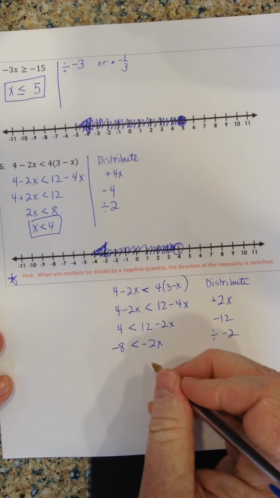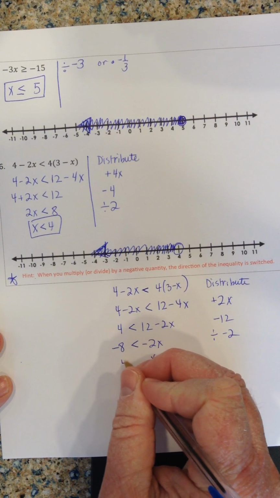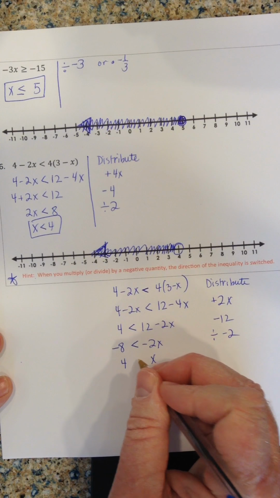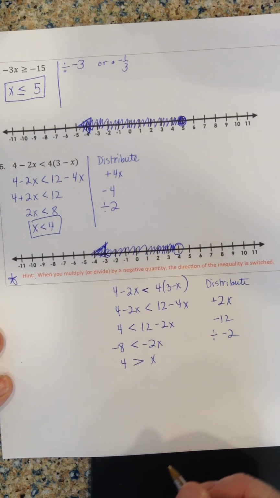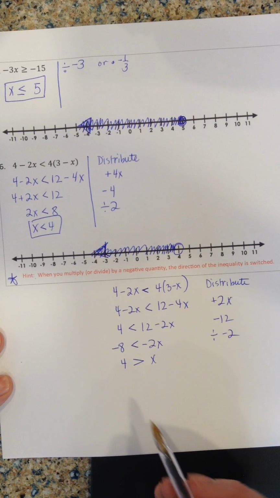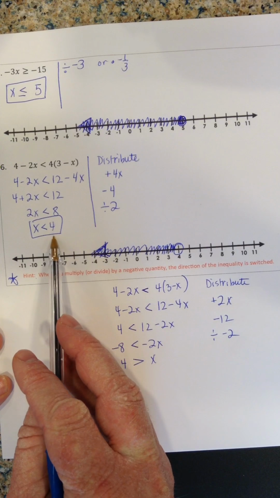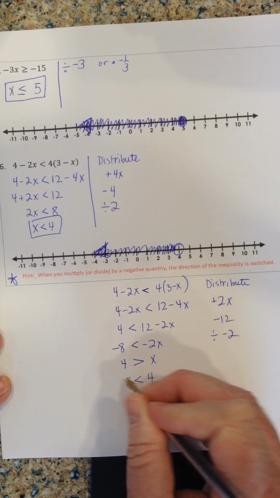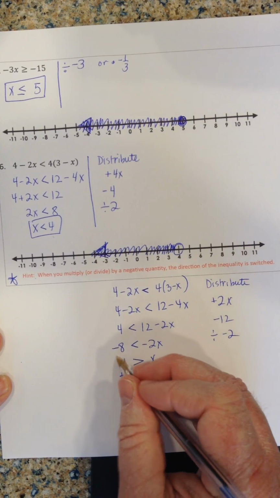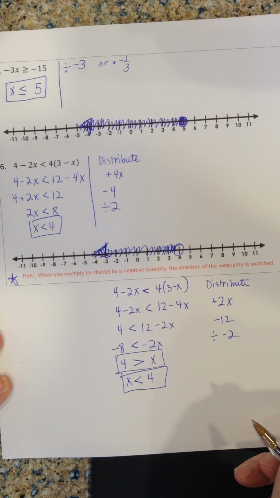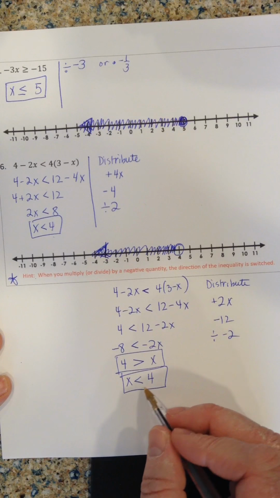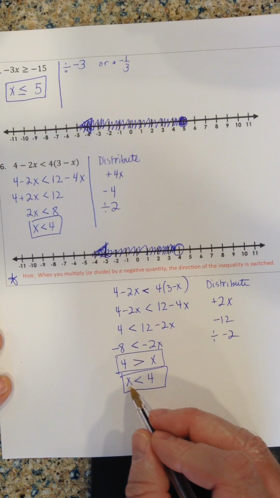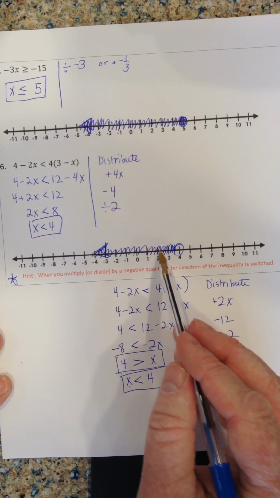Okay, so when I divide by negative 2, I get 4, but I have to switch the direction of my inequality so it points towards the x. Hey, just like it did up here, right? And so I could rewrite that like that, just like I got before. Now these two are the same, but if you write it with your x on the left side, your graphing is a lot easier.